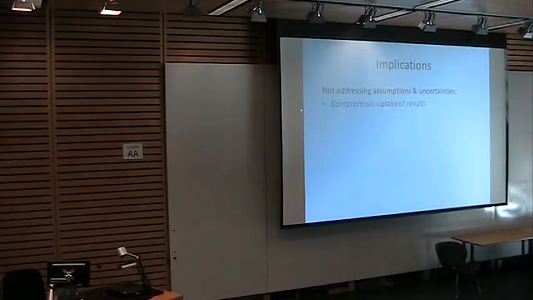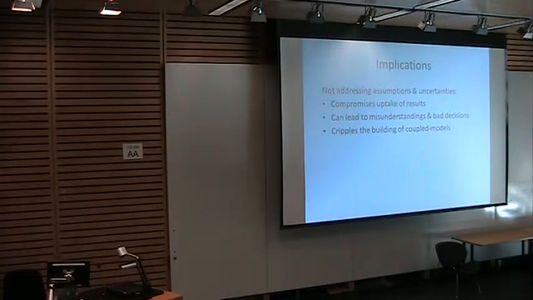Not addressing assumptions or uncertainties has a lot of implications. I mean, it compromises the uptake of results, obviously, because managers and policymakers know that there's uncertainties in these models, but they're not explicit. So it makes it harder to convince people that your model's contributing something. It can lead to misunderstanding and bad decisions if the models are actually used because you don't know what to use it for exactly or what not to use it for.